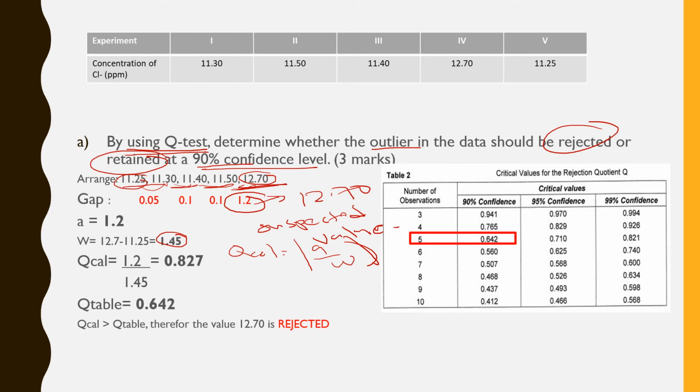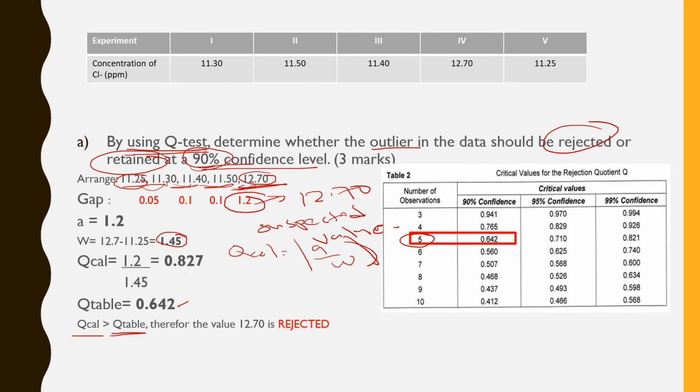Okay, so after you calculate the Q, then you have to compare with the Q table. For Q table, first you have to identify the number of observations. Of course, the number is 5 because we have 5 data here. And the question asks for 90% confidence level, so you have to look for the 90%. For the 90%, the value for Q table is 0.642. So that means that Q calculation is bigger than Q table. Q calculation is higher than Q table.